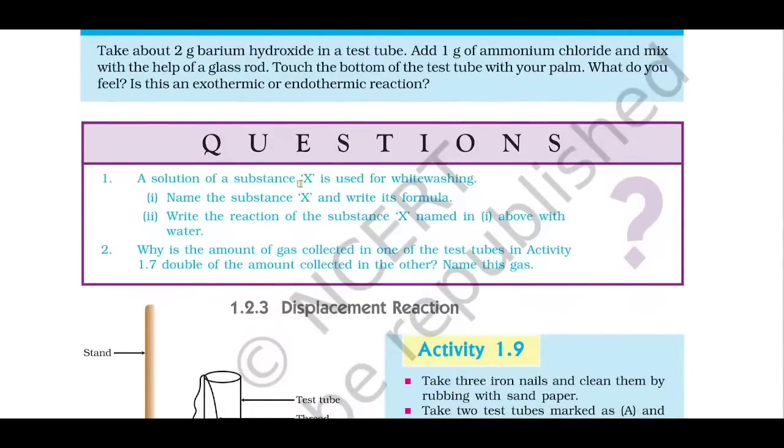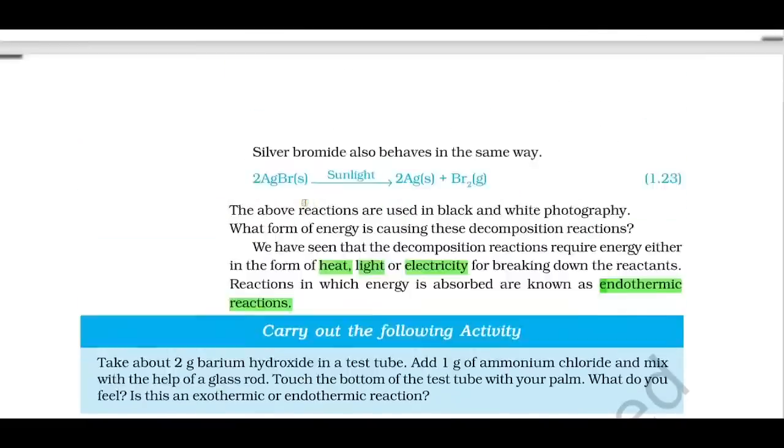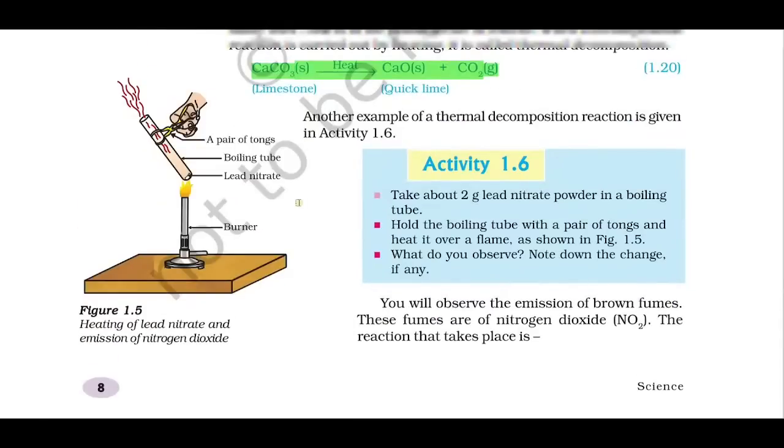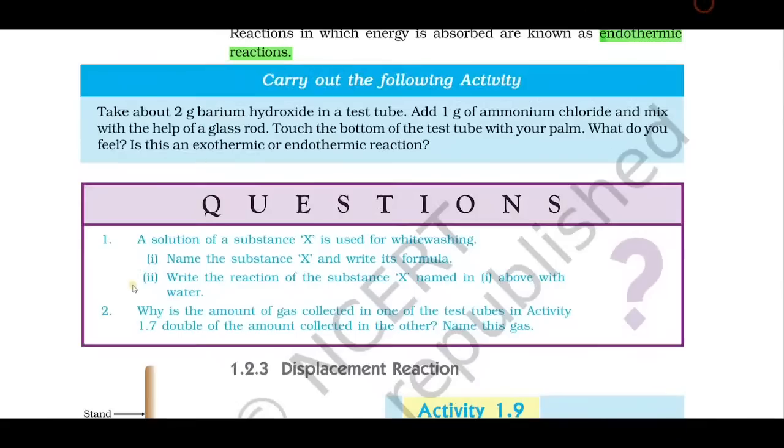A solution of substance X is used in whitewashing. Name the substance. What is the substance which is used in whitewashing? It is calcium oxide, CaO. Its formula is CaO. Write the reaction of substance X with water. That is CaO plus H2O gives Ca(OH)2.